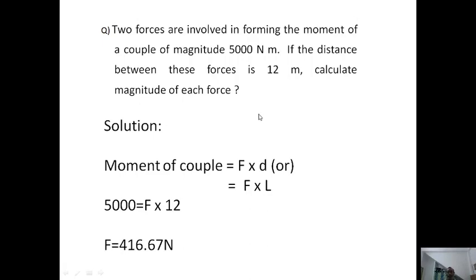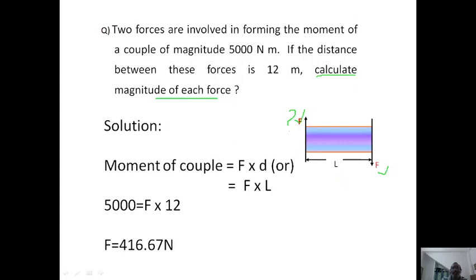So we have to frame the question first: what is given? So I need to draw the couple. So this is the couple where the force is given, 5000 Newton. What is the force? This is the force they want to find. So what he was asking is, calculate the magnitude of each force. Both the forces are equal. This force and this force are equal in a couple. So we want to find this force.